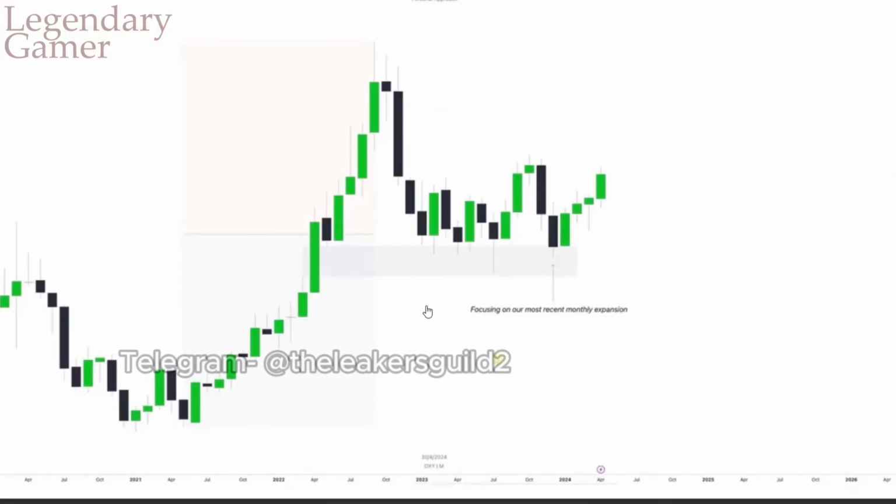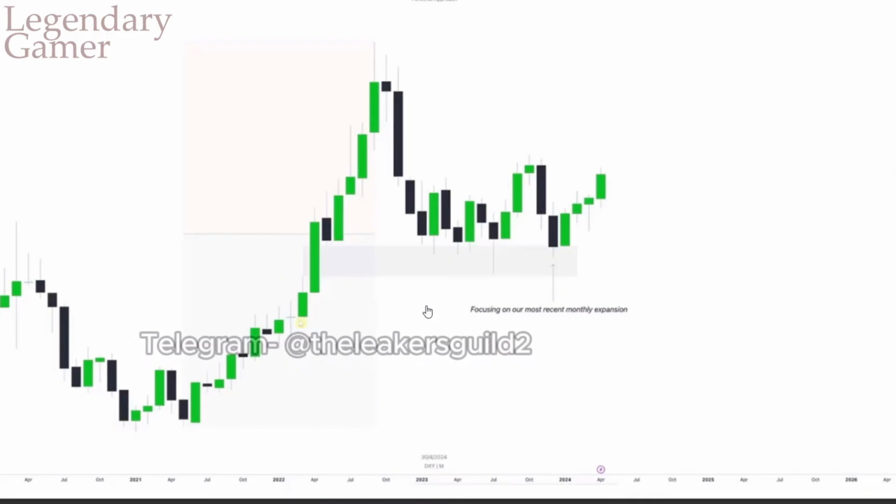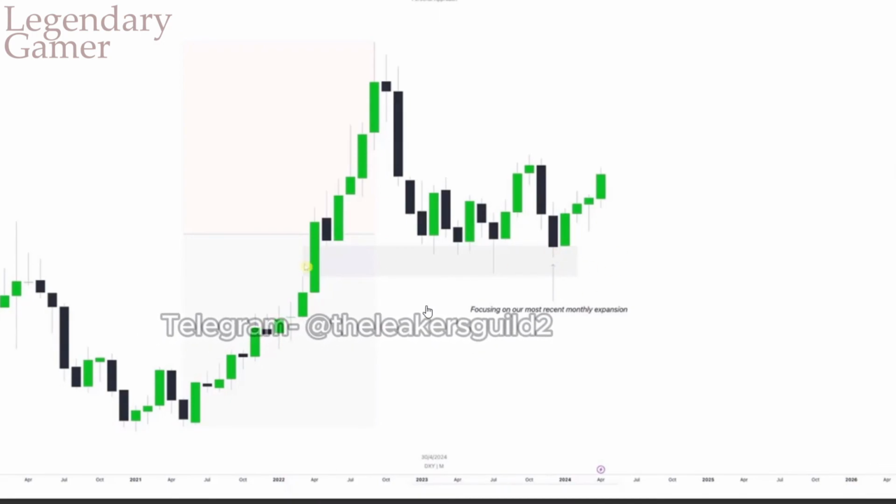So now we're going to be talking about DXY. We've got a monthly chart over here, right? Step number one, as always, mark out premium and discount. Where are we coming from and where are we most likely to go, right? So we're focusing on the most recent monthly expansion, which is over here. We hit a monthly fair value gap, right? Let's go to the next slide.